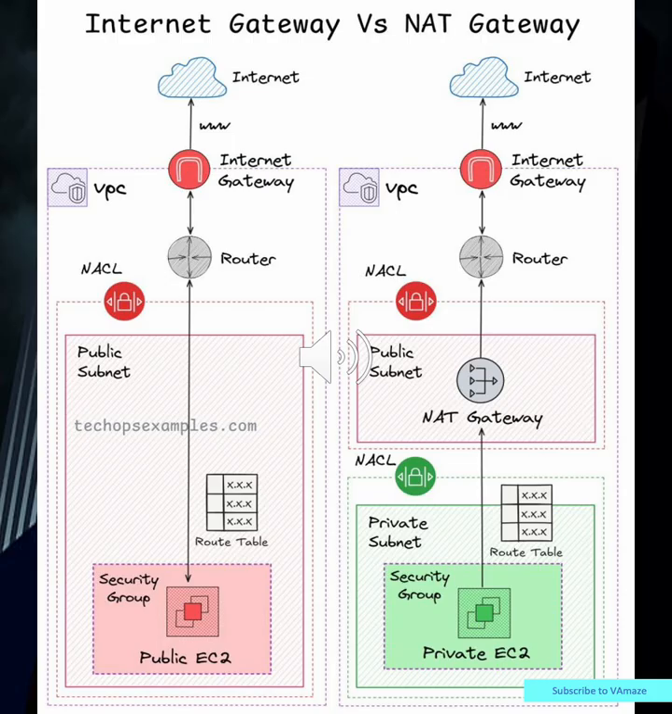Master both concepts, and you'll be able to design AWS architectures that are both accessible to your users and secure from external threats. Understanding these networking fundamentals is essential for any cloud architect or developer working with AWS. The visual diagram shows exactly how traffic flows through each component, making it easier to troubleshoot connectivity issues and design robust, secure cloud infrastructure.